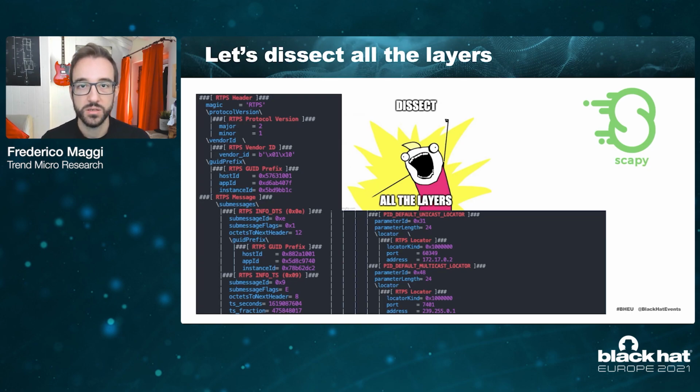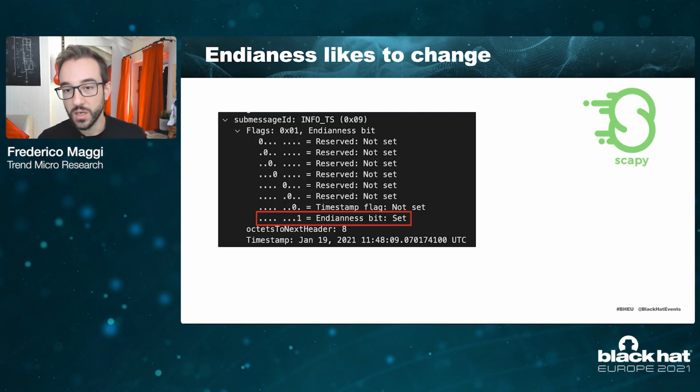There is a dissector in Wireshark already, but we wanted something more scriptable. So I started to look into Scapy, and I noticed that there was no RTPS layer, so I decided to create one. And then with the help of Alias Robotics, which is also in this project, we increased the dissection capabilities of the Scapy layer, even though it turned out quite painful, because I mentioned quickly the endianness.